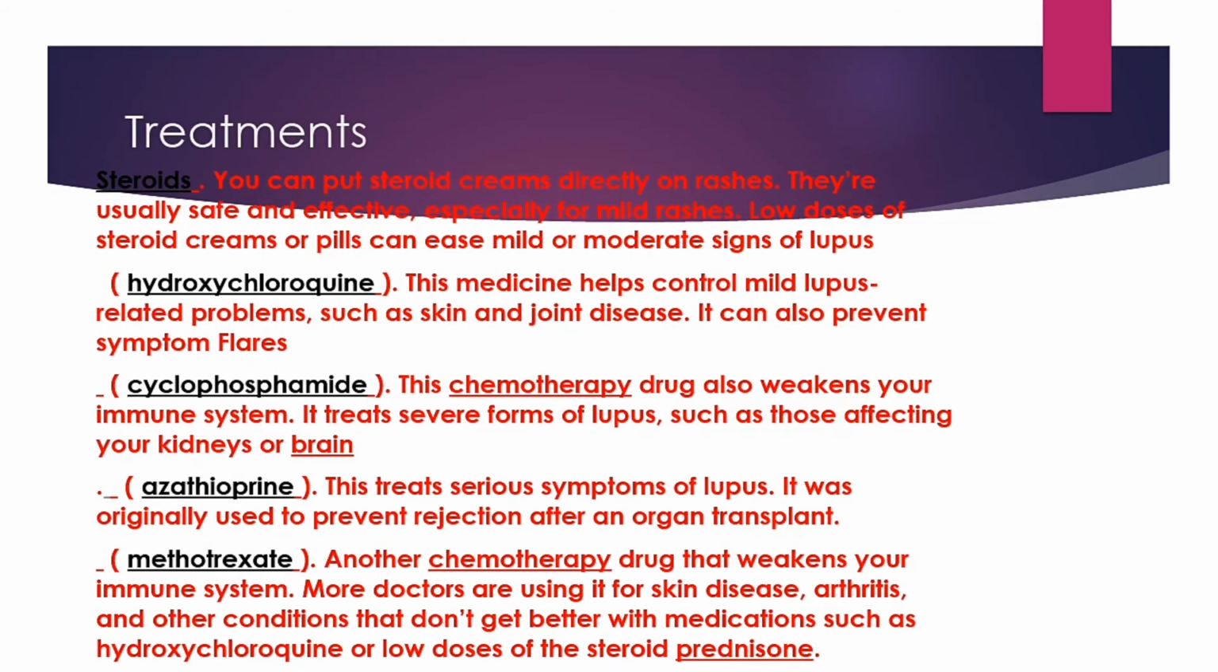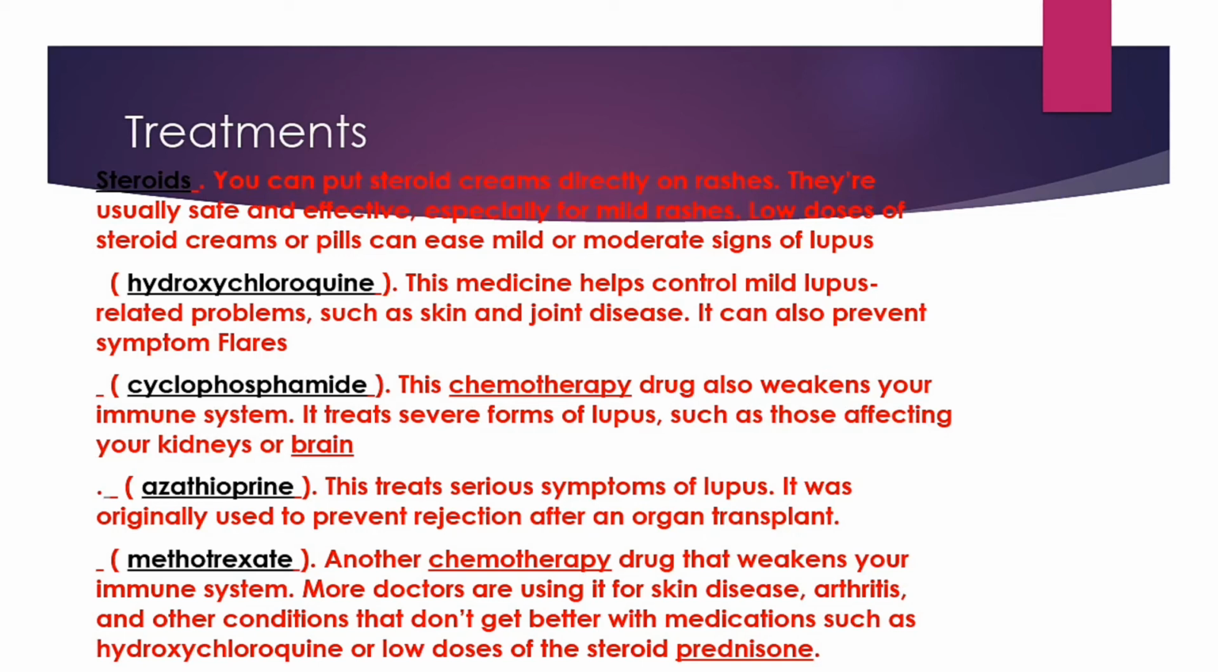Let's see the treatment of SLE. So in most of the cases, steroids are used. Steroids are mainly used to suppress the inflammation, and you can put the steroid cream directly on the rashes. They are usually safe and effective, especially for mild rashes. They have very few side effects and they are safe.